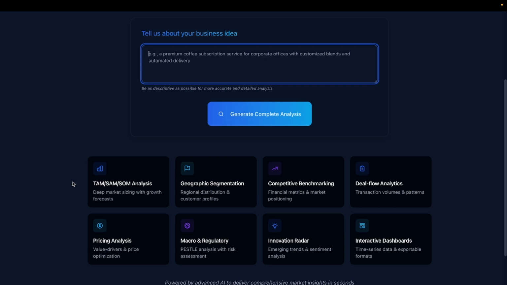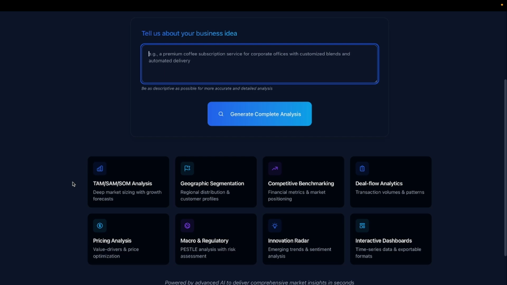Macro regulatory. Alright, PESTEL, this is the cool bit. I love this section. This API actually gives me so much information. I can store it into a nice table and give me an up-to-date PESTEL analysis. I'll show you that with the example. Innovation radar. Any changes or things that have been innovative over the past years, it's going to show us that.